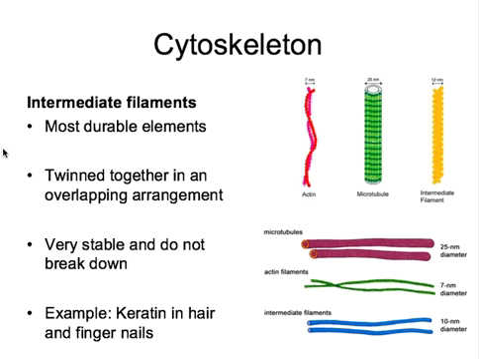And then finally you have your intermediate filaments, and these are your most durable filaments. They're twined together in an overlapping arrangement. And they're very stable. They do not break down. And a great example that I expect you to know on your exam is keratin, which makes up your hair and your fingernails, and is made up of intermediate filaments. So here you can see microtubules are the biggest. And then next down is the intermediate filament. And finally, actin is the smallest.